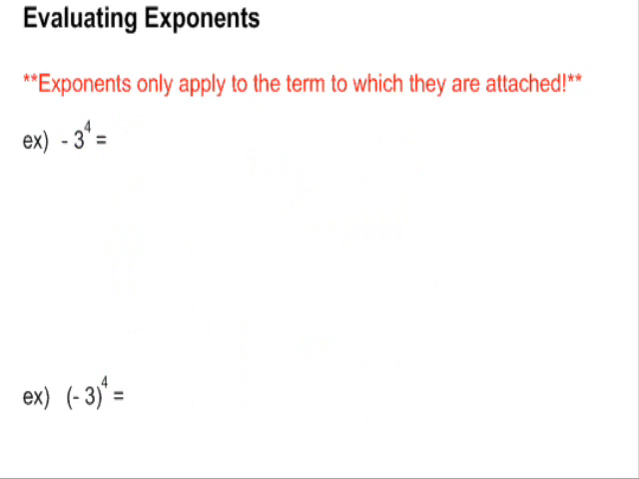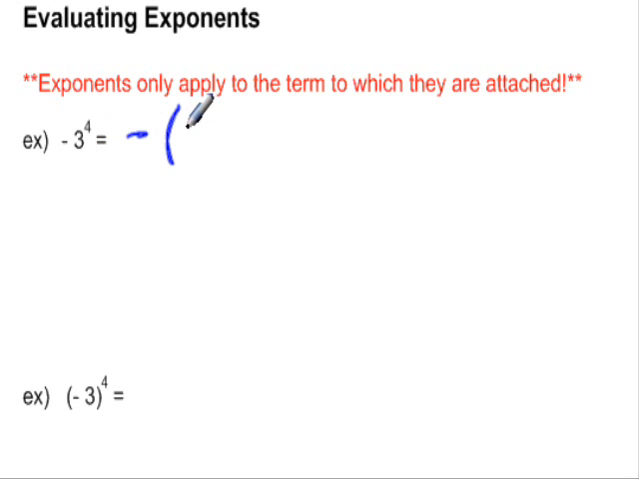When you are evaluating exponents, it is really, really important to remember that exponents only apply to the term to which they are attached. So what I mean by that is, if we look at this first example, this 4 is connected to the 3. It is only attached to the 3. This negative is kind of sticking out here in the middle of nowhere. It has nothing to do with its exponent right now. So when I start evaluating it, in my mind, I'm going to keep it off to the side.